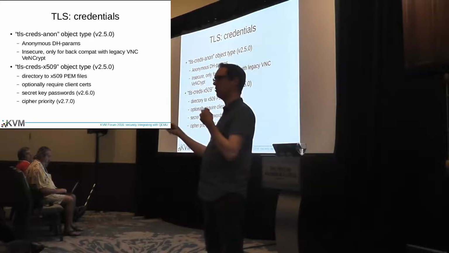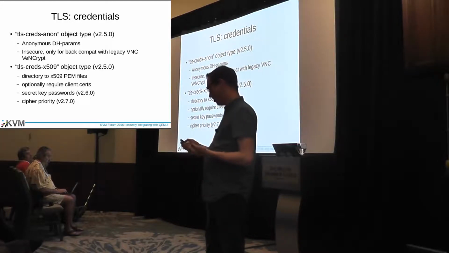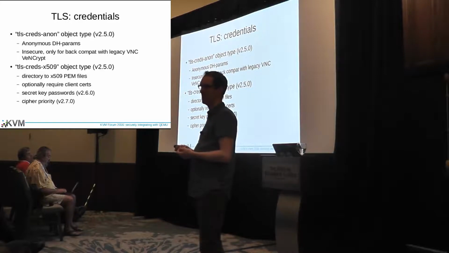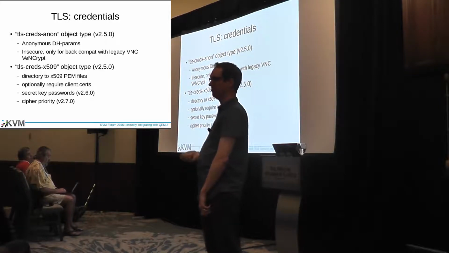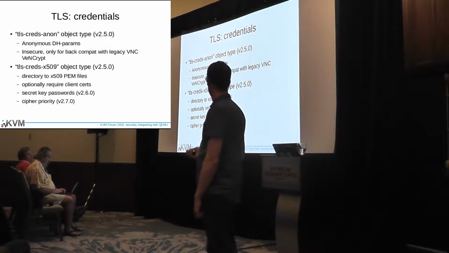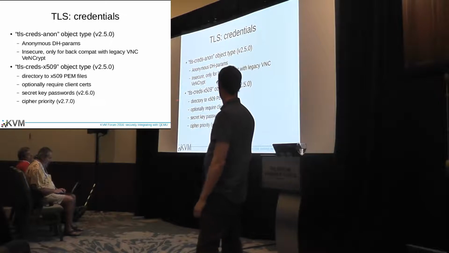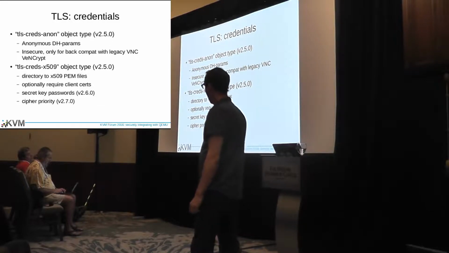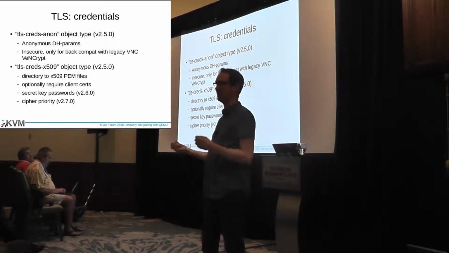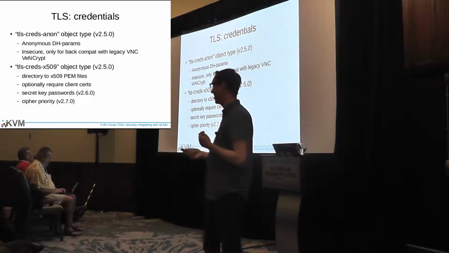And there's two of these objects that you can use. One provides anonymous credentials. You don't really want to use this because it's pretty much useless from a security point of view, but we just needed to provide this for backwards compatibility with the existing features in the VNC server. But the one you want to be using is the X509 certificates. And when you configure this, you provide a path to a directory which contains the certificate files and the private key.